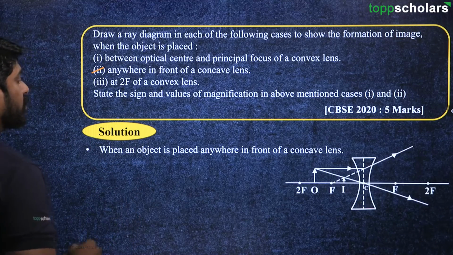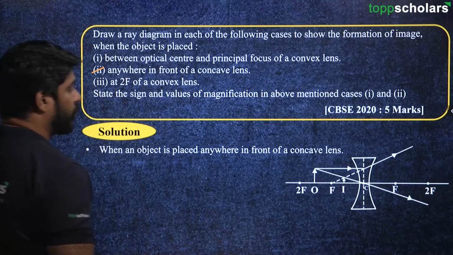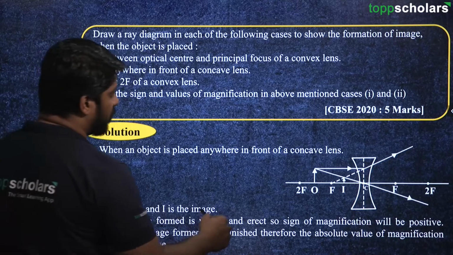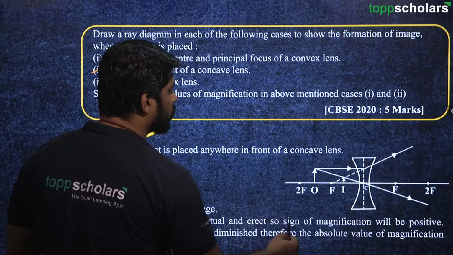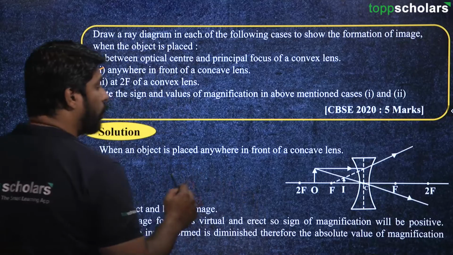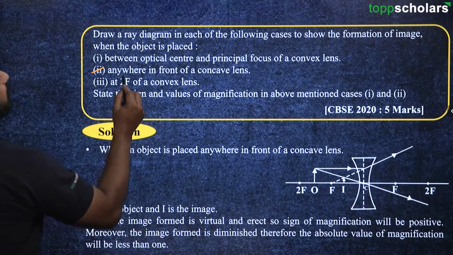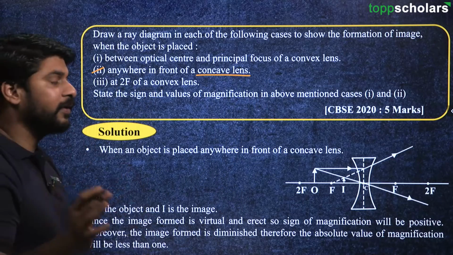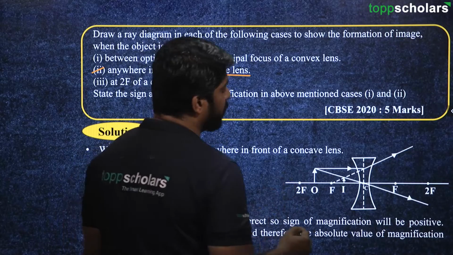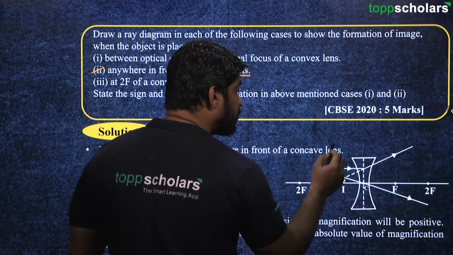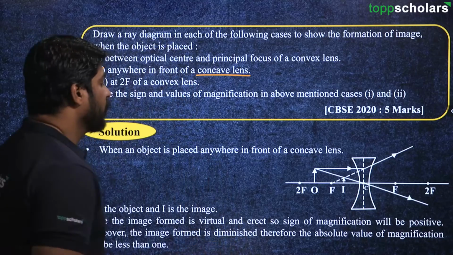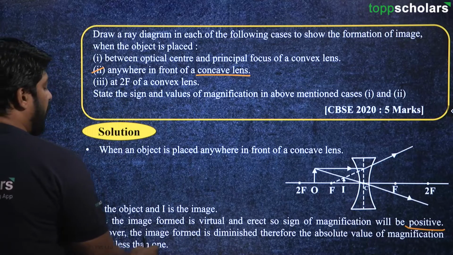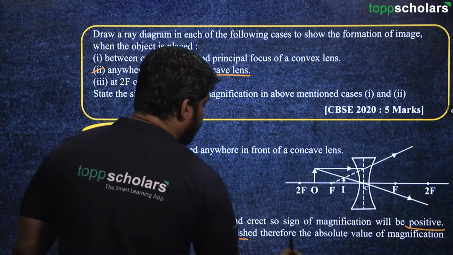lens. So this is going to be the ray diagram, okay. So over here again, O is the object and I is the image, and since the image formed is virtual and erect, so sign of the magnification will be positive. So over here what we have done is anywhere in front of a concave lens, right? So as we know, for a concave lens, the image is always virtual, right? And it is always erect, but it is always diminished, isn't it? So that's why over here magnification will be positive, okay, and the image that is formed is diminished, okay.